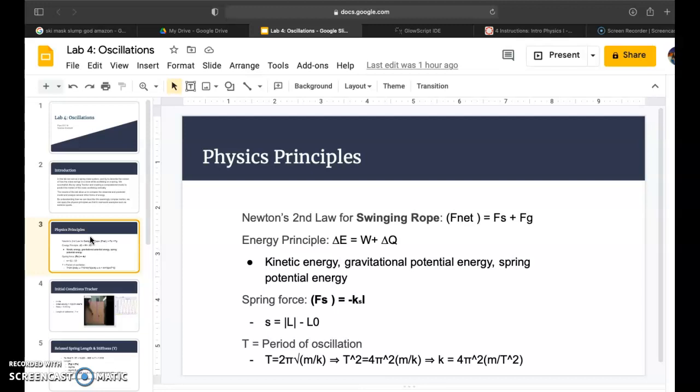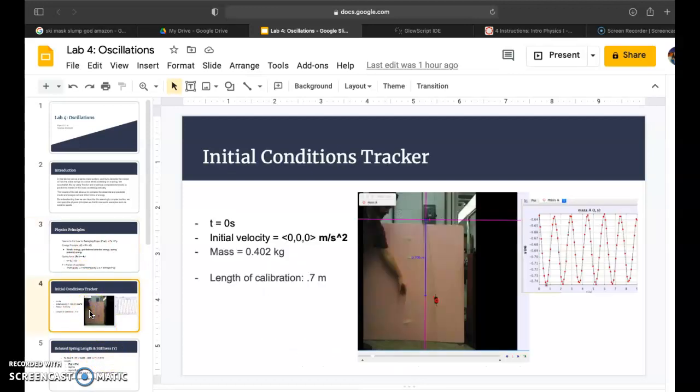So the formula for spring force is negative k_s times L, and s is basically the change in length, which is the magnitude of L minus L naught. T is the period of oscillation, and based off that formula, you can derive this k value, which is the stiffness constant. Now, the initial conditions are t equals 0 seconds, the initial velocity is 0 meters per second, the mass is 0.402 kilograms, and the length of calibration is 0.7 meters.